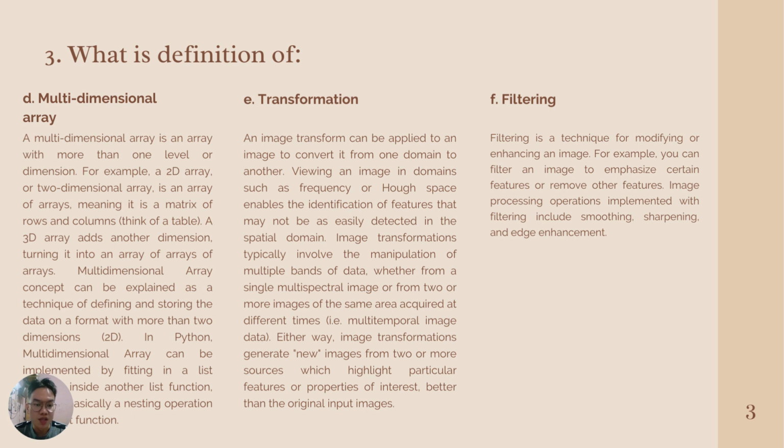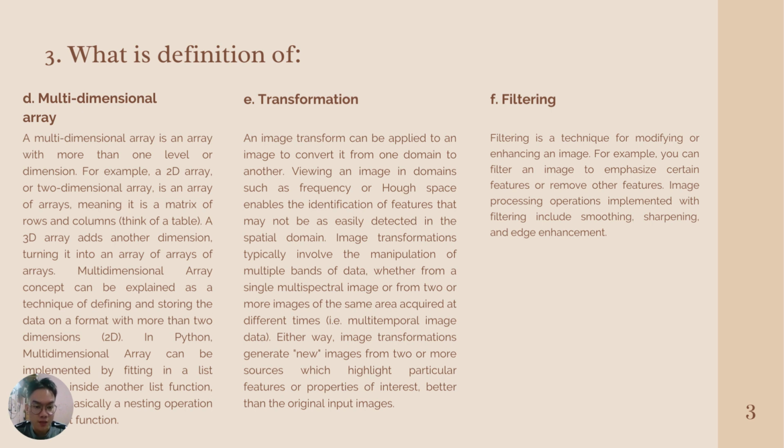And E. Transformation. An image transform can be applied to an image to convert it from one domain to another. Viewing an image in domains such as frequency or Hough space enables the identification of features that may not be as easily detected in the spatial domain.